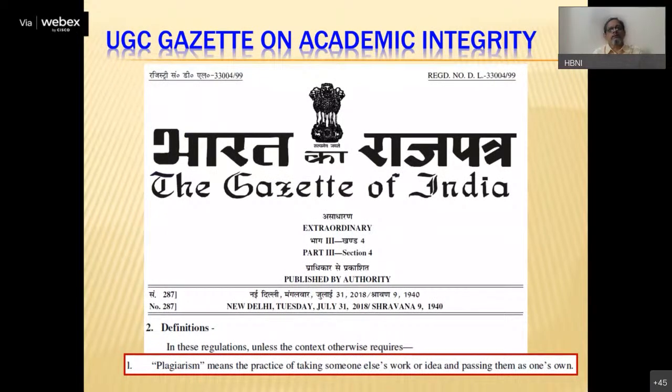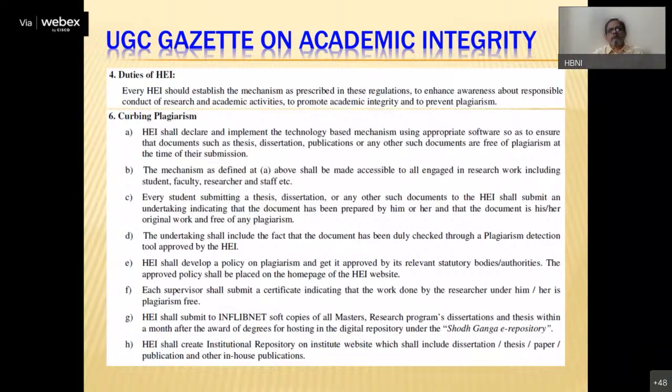You go back to the UGC Gazette on Academic Integrity, which was published in July 2018, where plagiarism has been defined as a practice of taking someone else's work or idea and passing them as one's own. In this Gazette, you will also find that UGC has given very clear guidelines on how one should go about curbing plagiarism, and they have assigned some responsibilities to the higher education institution, that is either a university or a research institution or an organization.